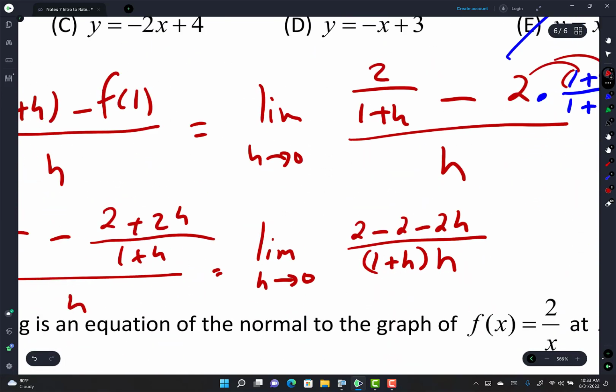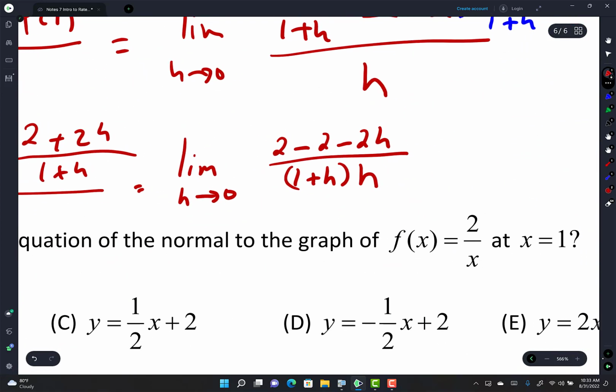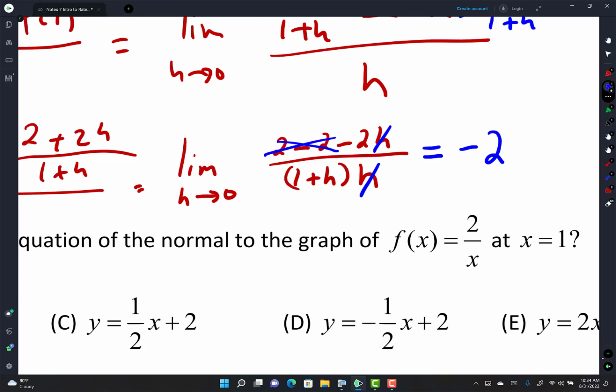Is all this making sense? Okay. Don't cancel out the h until you zero out everything that does not have an h. What cancels out in the numerator? The 2's. Now, can you cancel out one of the h's? What is h approaching? 0. So you have negative 2 divided by 1, which is just negative 2. Do I have enough for a tangent line now? Yes. So here we go.